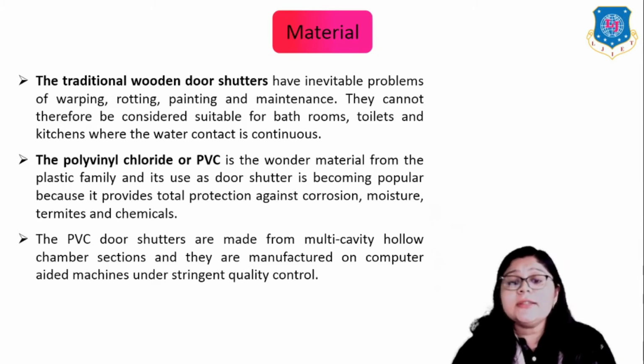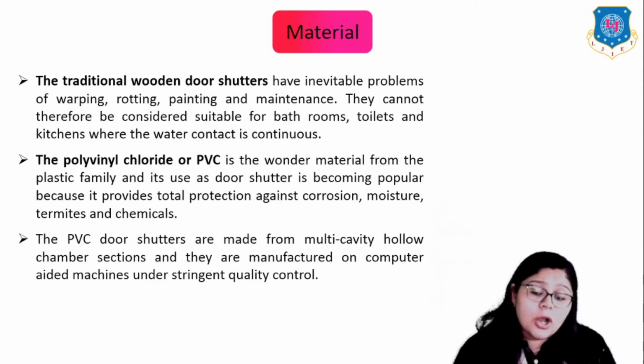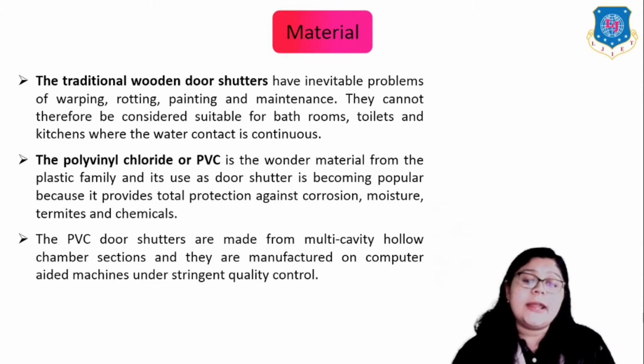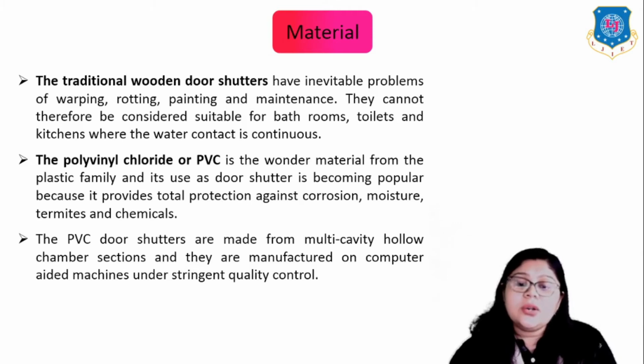PVC is the wonder material from the plastic family, and its use as door shutter is becoming popular because it provides total protection against corrosion, moisture, termites and chemicals. The PVC door shutters are made from multi-cavity hollow chamber sections and they are manufactured on computer-aided machines under stringent quality control, right?